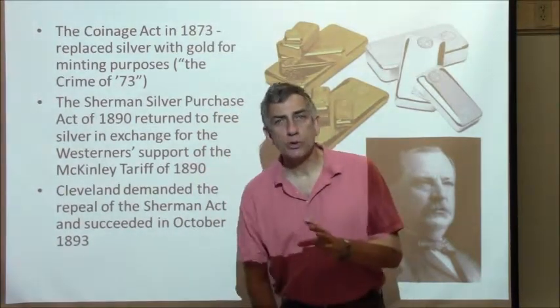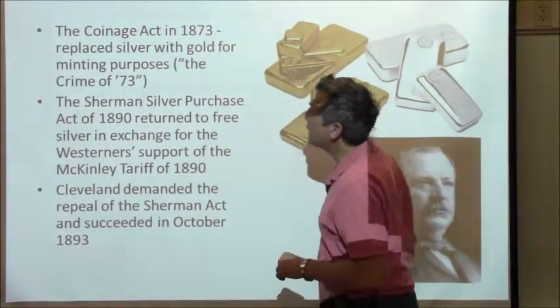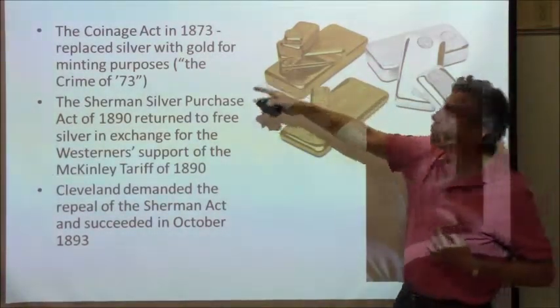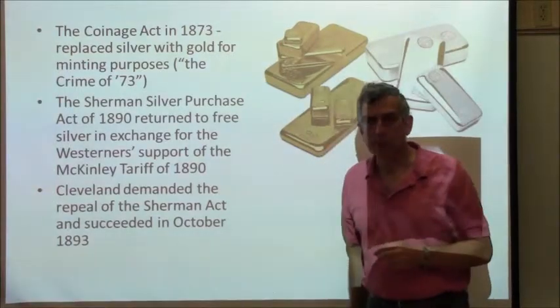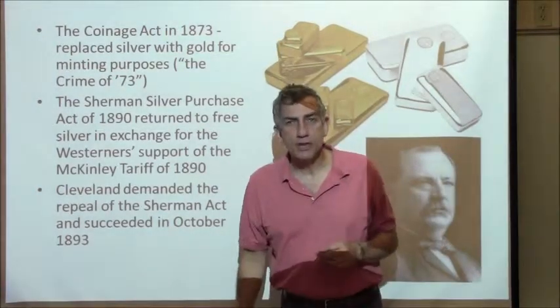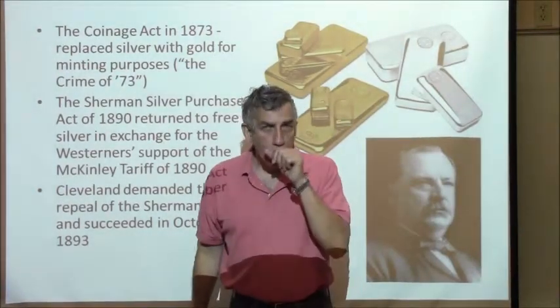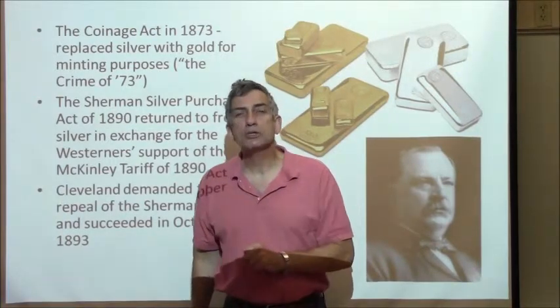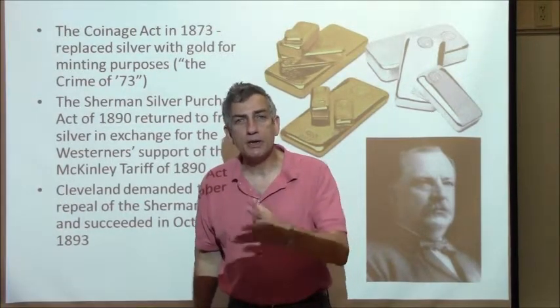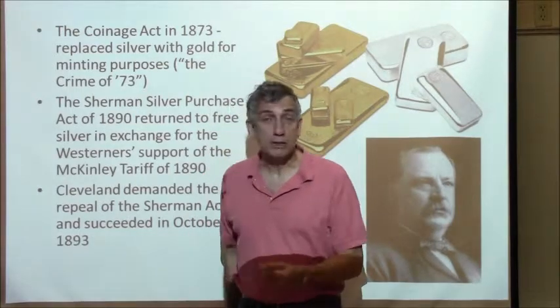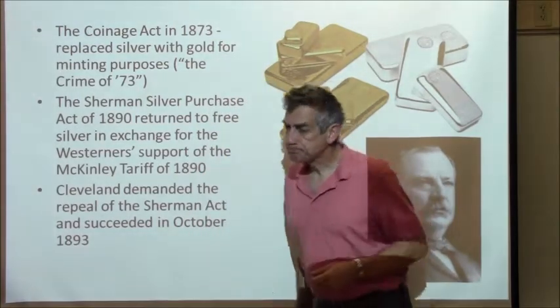So that debate is going to occur in the 1880s and 1890s. The Coinage Act in 1873 replaced silver with gold for minting purposes, called the Crime of '73. Silver was still in circulation, but now we're going to go back to gold. And we're going to restrict the amount of money in circulation because we're using more precious metal, less money in circulation.